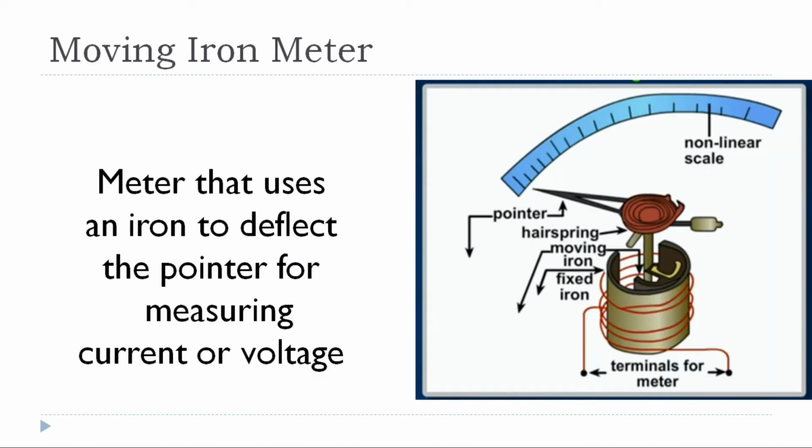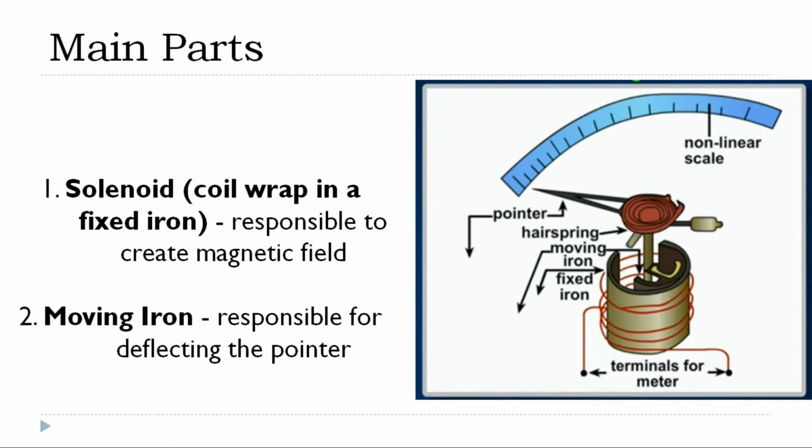So, the first type is the moving iron meter. Moving iron meter is the type of analog meter wherein it uses an iron to deflect the pointer for measuring current or voltage. Ganun lang naman ang ibig sabihin niya. Basta pag yung meter na yun gumagamit ng moving iron, moving iron meter ang tawag. Okay? So, two main parts ng moving iron meter, first is the solenoid.